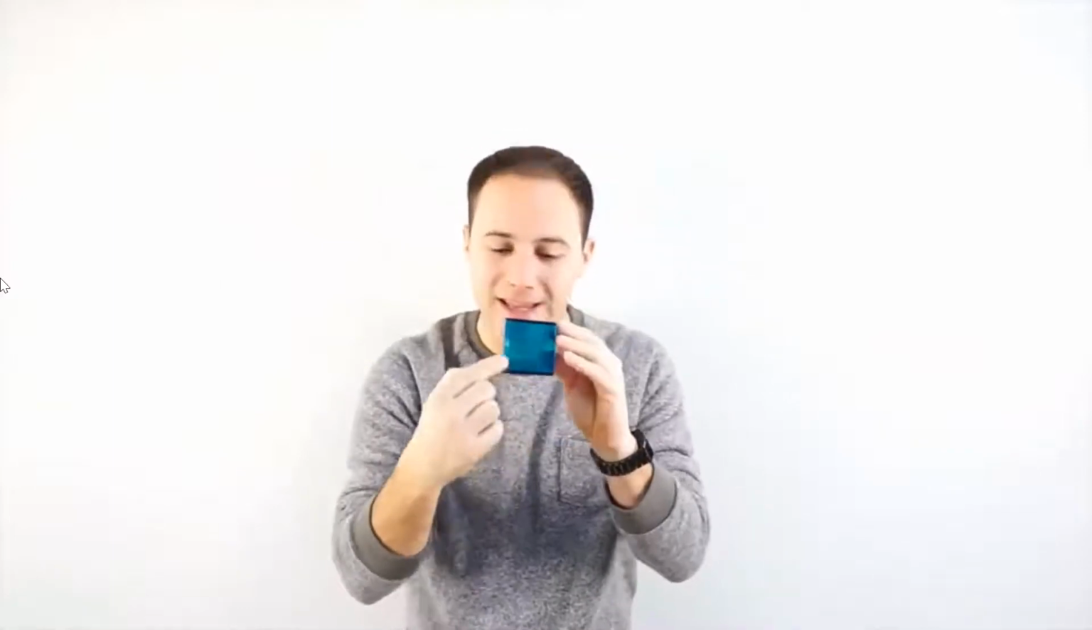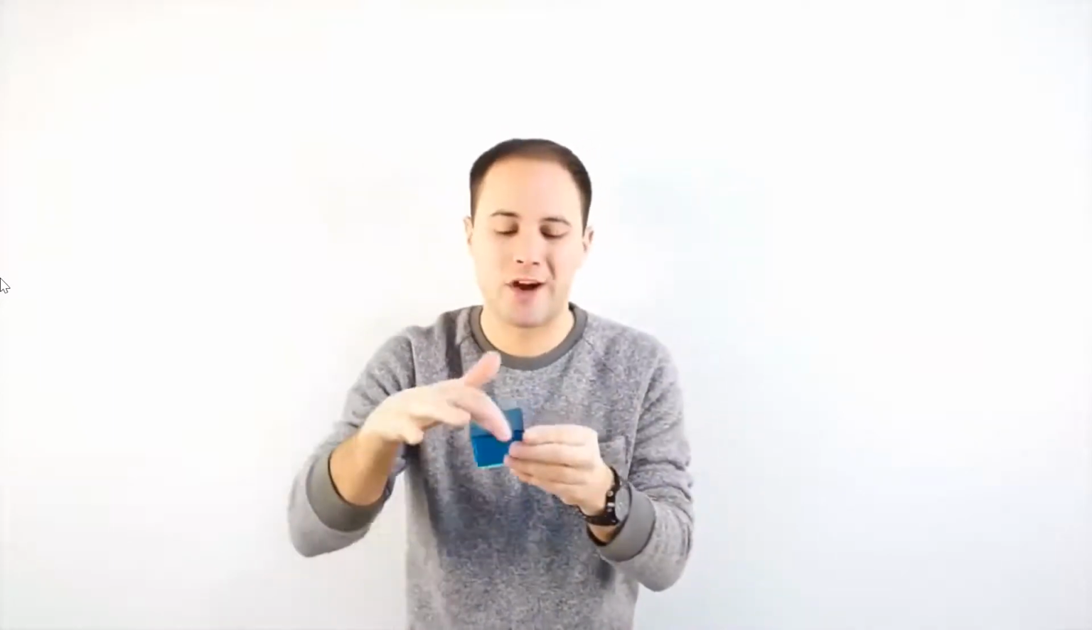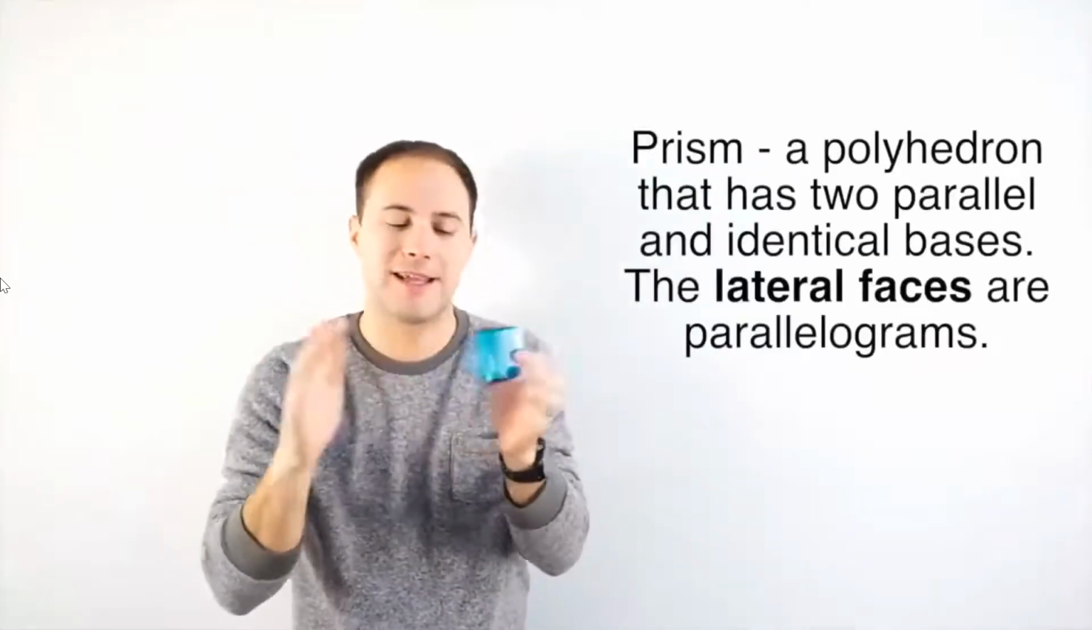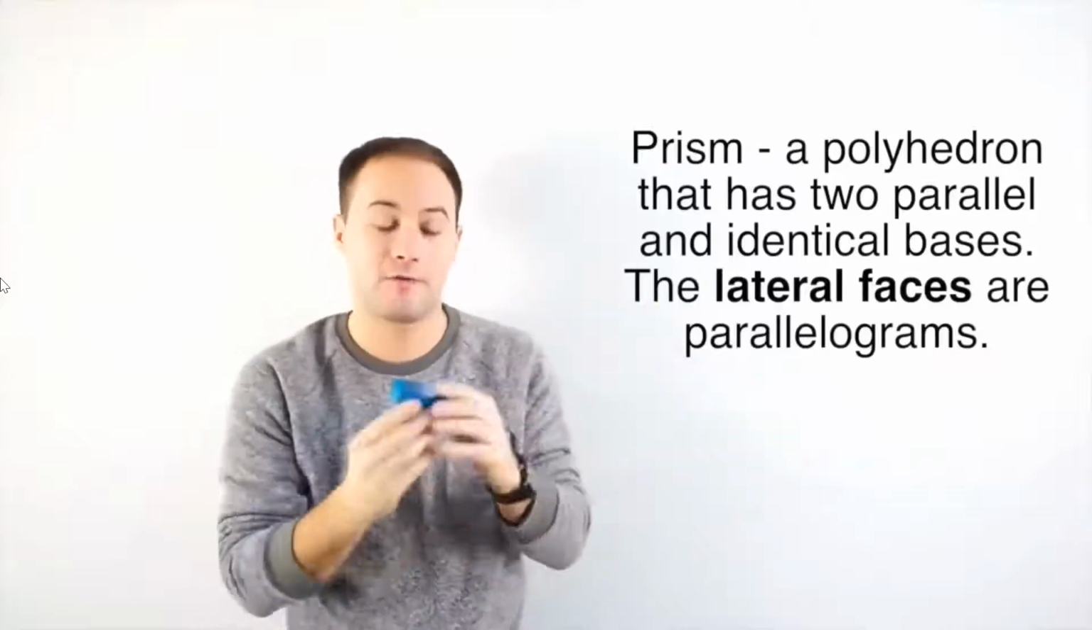The way I like to think of prisms is, think of the base as whatever shape is being stretched, okay? So it's like we've got a triangle here, and I take that triangle and I stretch it out to make a prism. Now, one other thing to know about prisms is that these faces in between the bases are always going to be parallelograms, and we call them lateral faces. Okay, so these faces in between the bases are lateral faces.